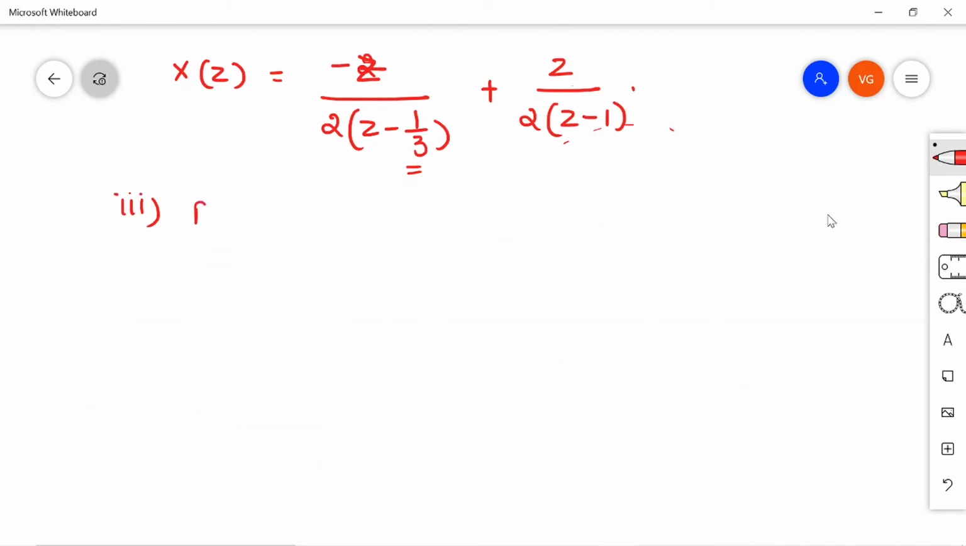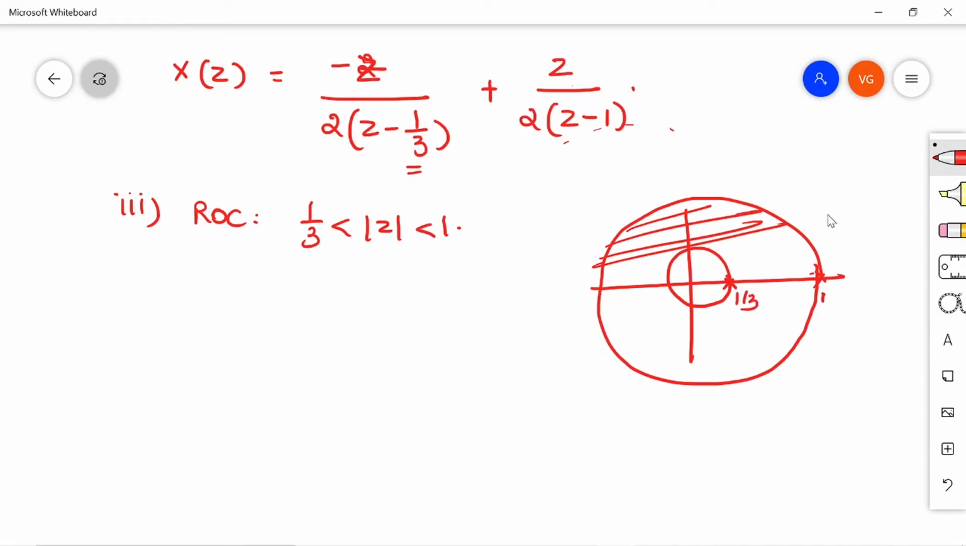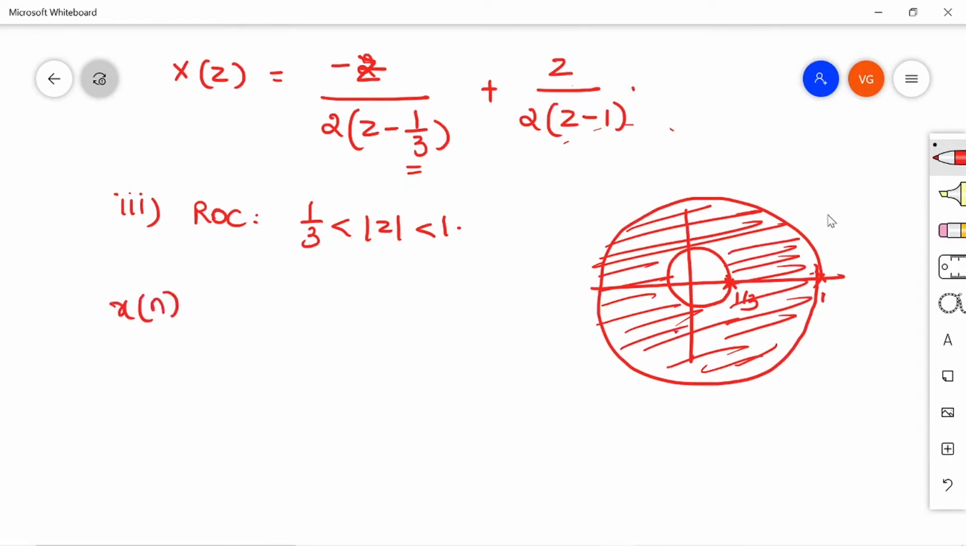Case 3, they have given ROC between 1 by 3 and 1. So it will look like this. This is z equal to 1 by 3 and this is z equal to 1. So your ROC is here between 1 by 3 and 1. The shaded part is your ROC. Now, what about your x of n? As I said, move from the origin. It's an easy method. Move from the origin.